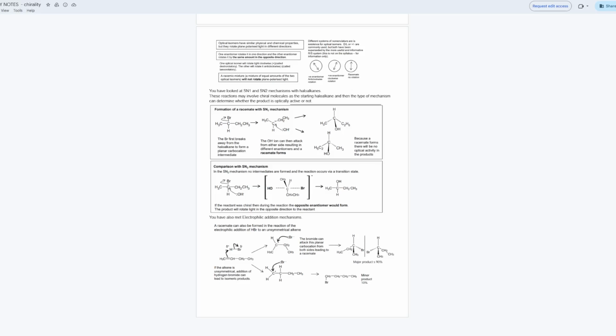Because yeah, presumably, the unsymmetrical nature leads to it attacking from one side more than the other, and that causes the difference in the amount formed. So this should be pretty quick to get through.